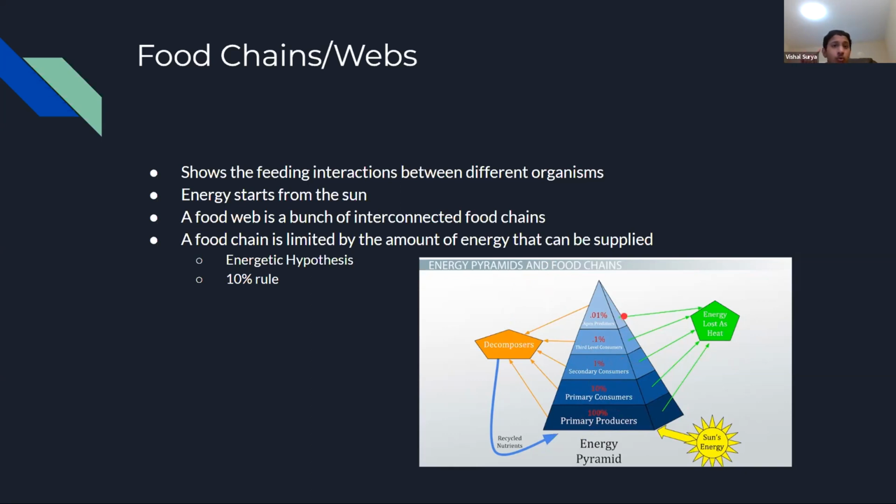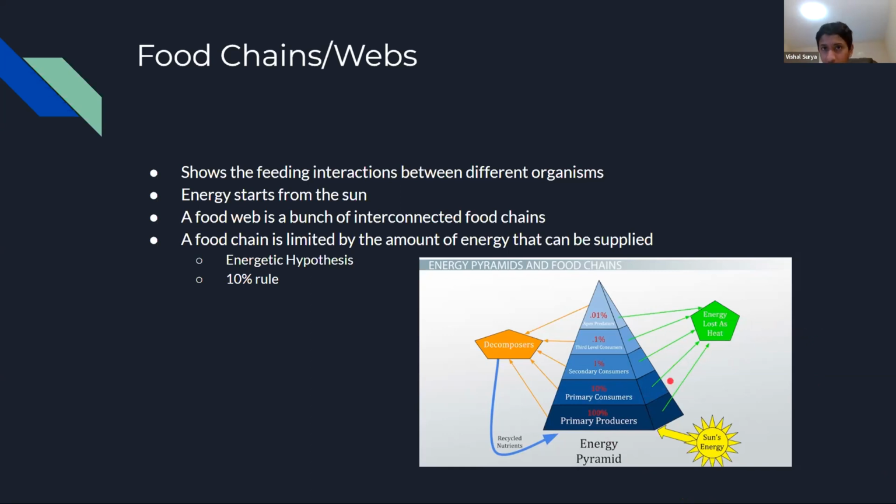But one thing that's cool about food chains is that you see they are usually only about five organisms long, including the primary producer. This is explained by the energetic hypothesis, which is based upon the 10% rule, which you might have heard of. This shows that primary producers gain 100% of the energy. They don't really lose that energy because they take the sun's energy. 100% of the sun's energy is what they have. It's all there, the starting point of energy for all the rest of the organisms.